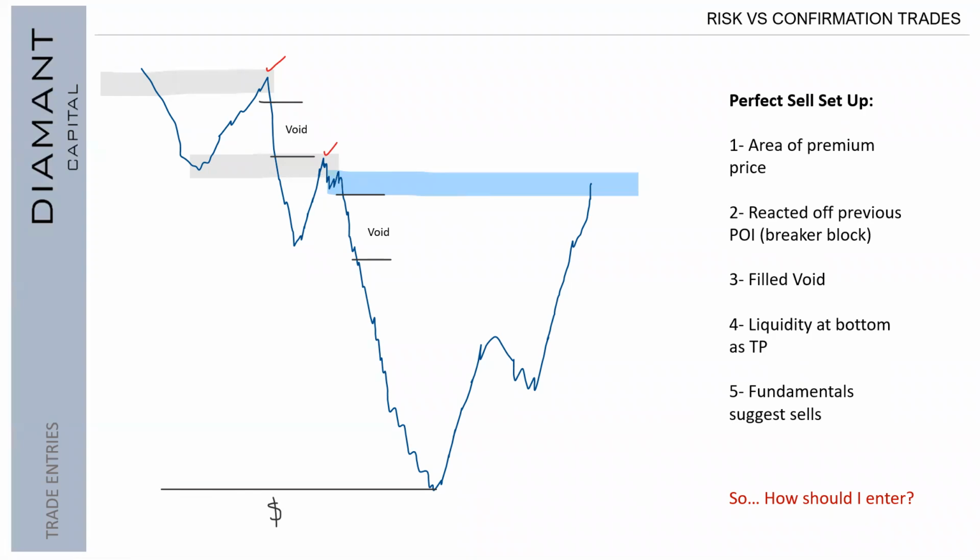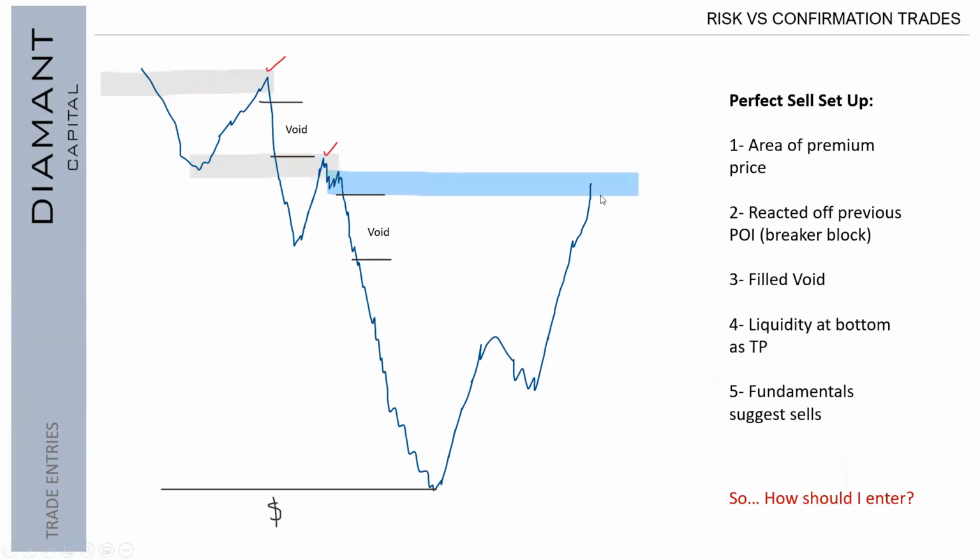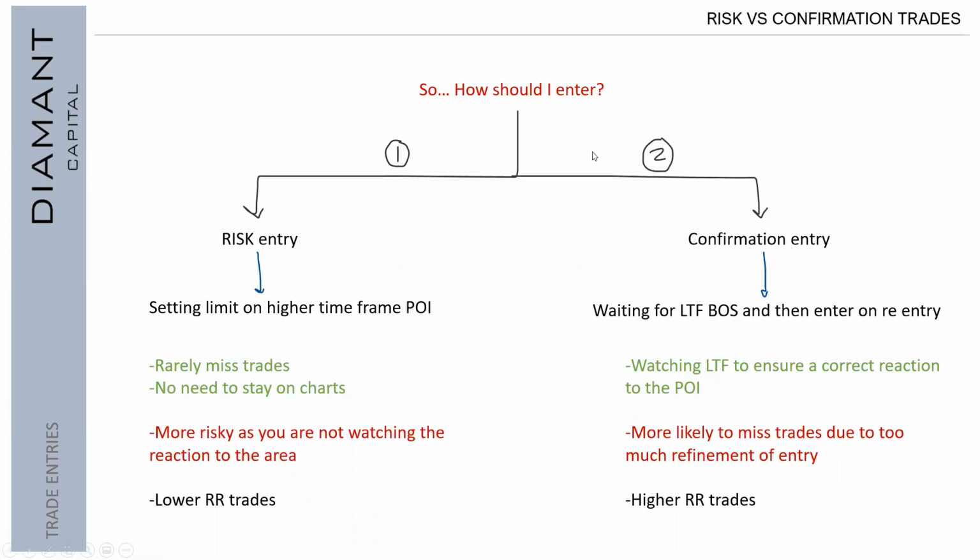So how should I enter? Now, you've got two different types. You've got risk entry and then you've got confirmation entry. Risk entry is setting the limit on the higher time frame point of interest. So what that would mean is you set your entry right here and then your stop loss just above that previous high, just to keep yourself safe. The good thing about that is you rarely miss trades and there's no need to stay on charts really. So you can mark up on a Sunday, for example, and then just watch it from time to time.